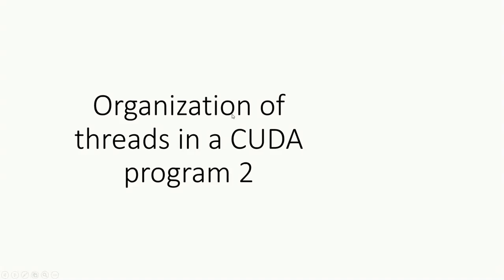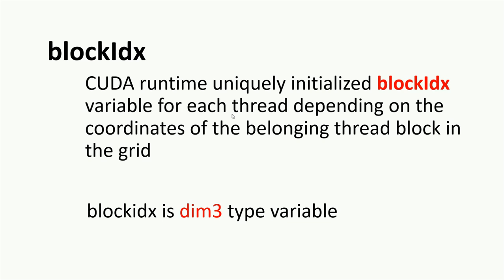In this video, we are going to look at a few more variables which are implicitly initialized by the CUDA runtime. Let's start our discussion with the blockIdx variable. The CUDA runtime uniquely initializes the blockIdx variable for each thread depending on the coordinates of the thread's block in a grid. This variable is also a dim3 type variable which has x, y and z values.